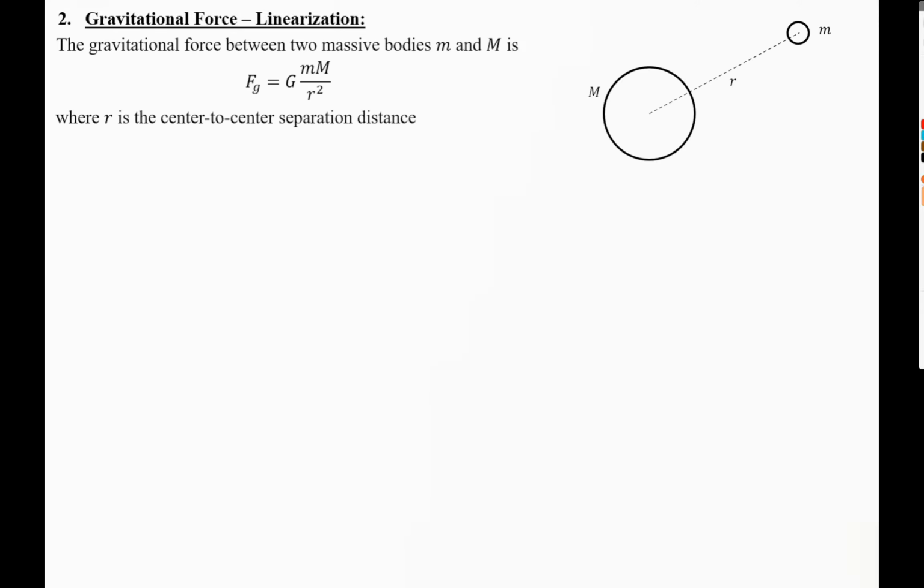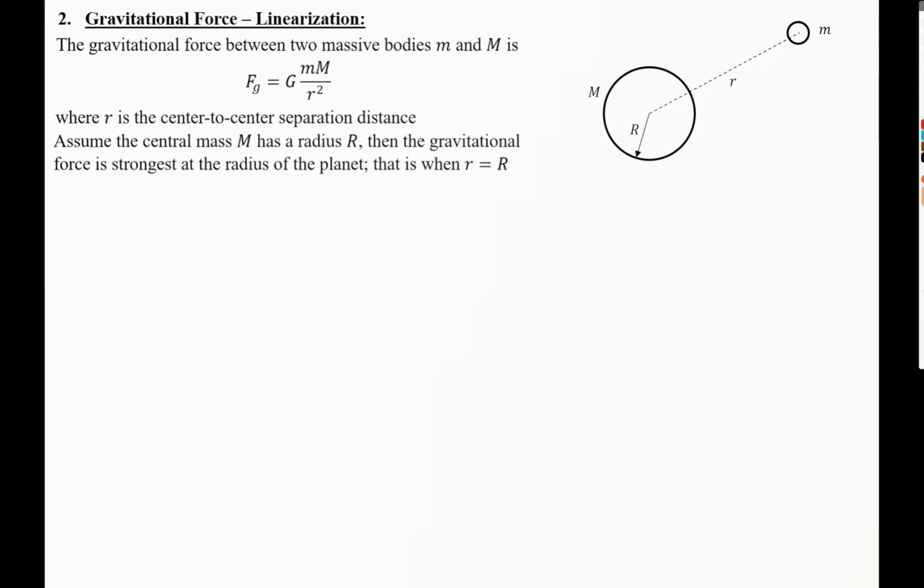Now, section 2, gravitational force, and a very important skill, which is linearization. As we have said several times, this is the pull of gravity exerted between two massive bodies separated by a very large distance. Now, assume the central mass has a radius R, then the gravitational force is strongest at the radius of the planet, that is when r is equal to capital R.